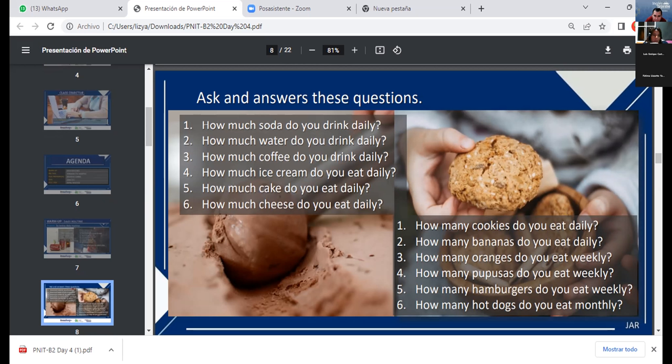How much cake do you eat daily? Not much, I don't eat. How much cheese? I eat 2 pieces of cheese daily. Okay. Javier. Yes. How many cookies do you eat daily? I don't eat cookies daily, and maybe one a week. Weekly. Weekly. Excellent. Thank you.